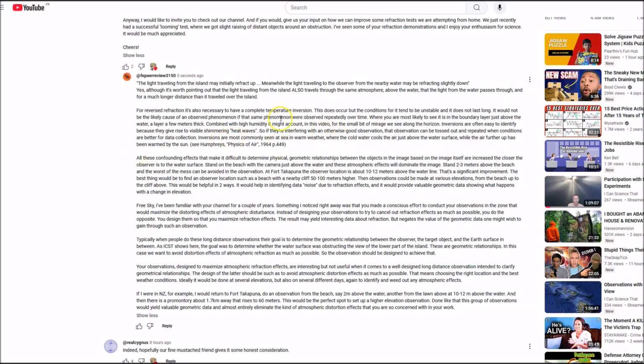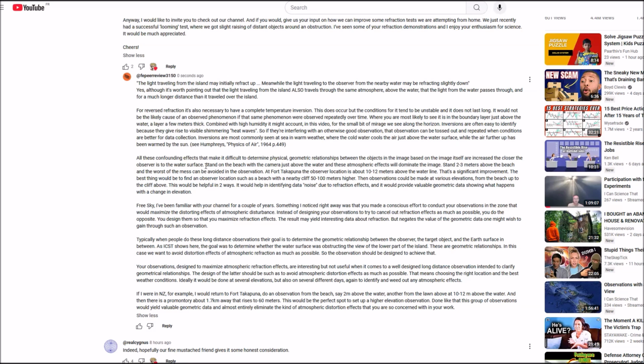So after I had mentioned to them reverse refraction and visible heat waves, the shimmering heat waves and so forth, I said all these confounding effects that make it difficult to determine physical geometric relationships between the objects in the image based on the image itself are increased the closer the observer is to the water surface. The closer you put your camera down to the water, the more you're going to be messing up your imagery with atmospheric refraction. If your goal is to study atmospheric refraction, well, hey, that's great, fine.